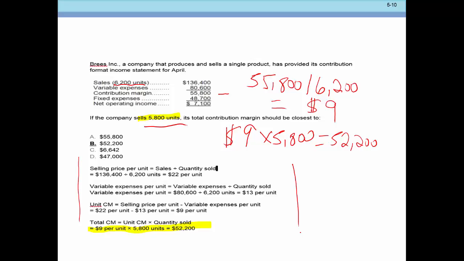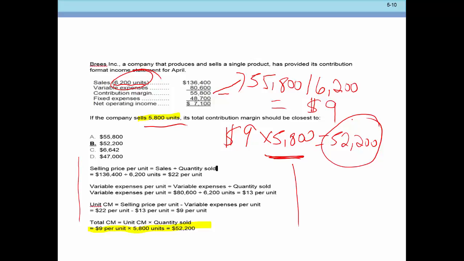If they're giving me the contribution margin set up there, then I take that contribution margin and divide it by the number of units that they indicated generated it. So I know that I have a contribution margin per unit of what? $9, don't I? I then multiply that by the new number of units they're saying they're going to sell, and my contribution margin would be 52,200, wouldn't it?